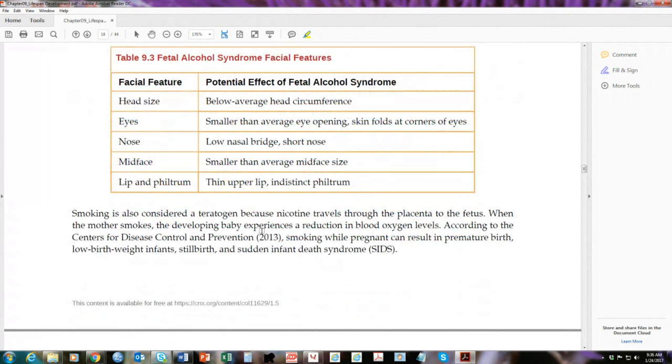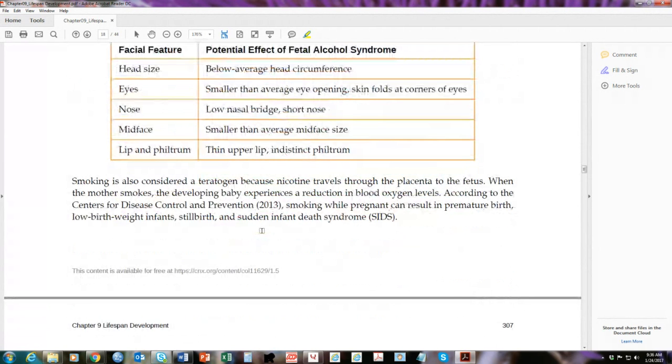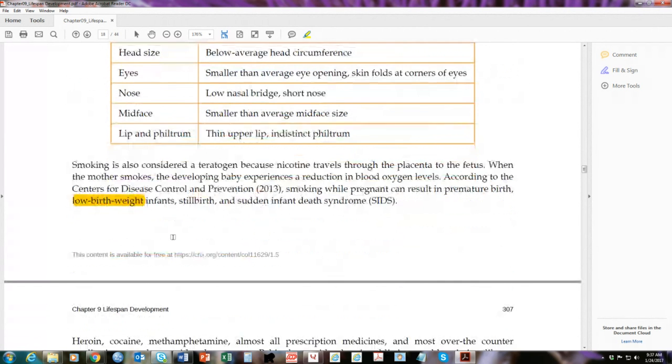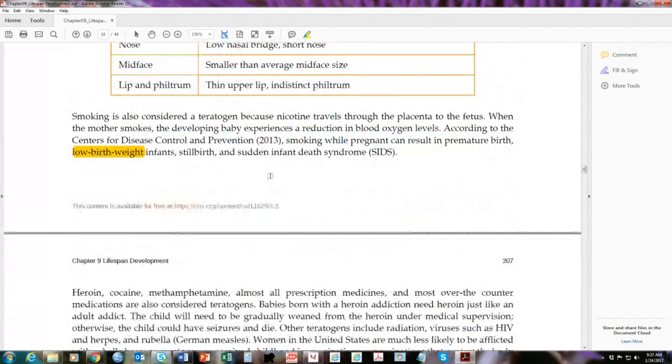Smoking is a teratogen, reduces oxygen levels. Kids of mothers who smoke have frequently low birth weight. So low birth weight is one of the main symptoms here of smoking during pregnancy, but also a greater risk of sudden infant death syndrome, or SIDS.